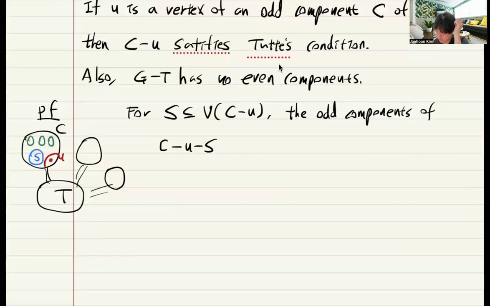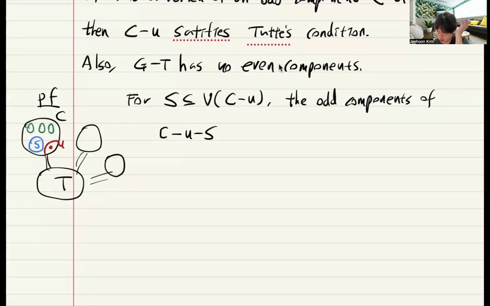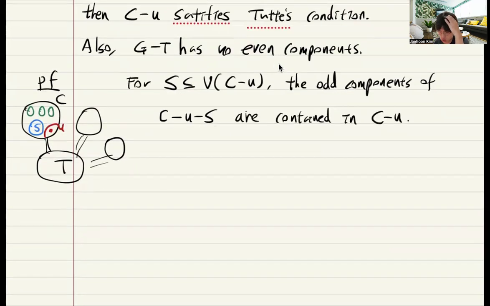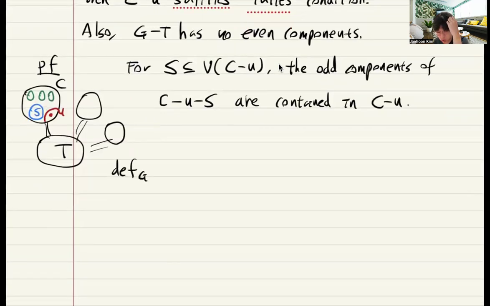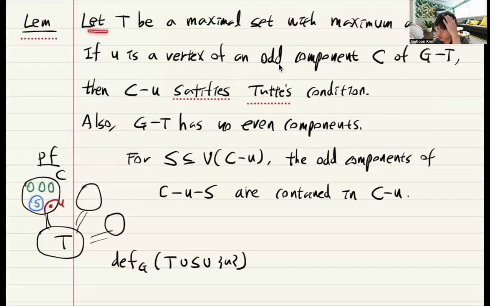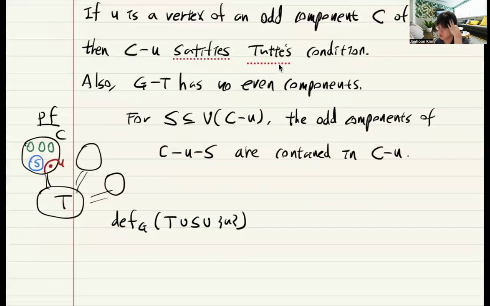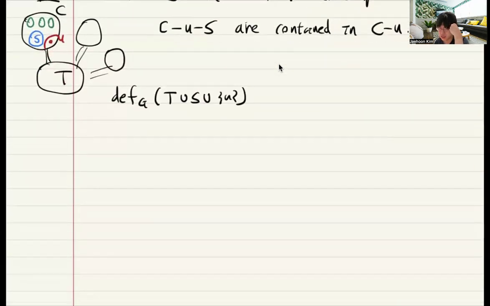And so what do we get? Okay, let's just write that these are contained in C minus U. Then the deficiency of the original graph of T union S union U: you take the deficiency when you take out this set. So what do we know? This set is a set containing T. And our assumption was that T is the maximal set with maximum deficiency. So this has a strictly smaller deficiency than T.